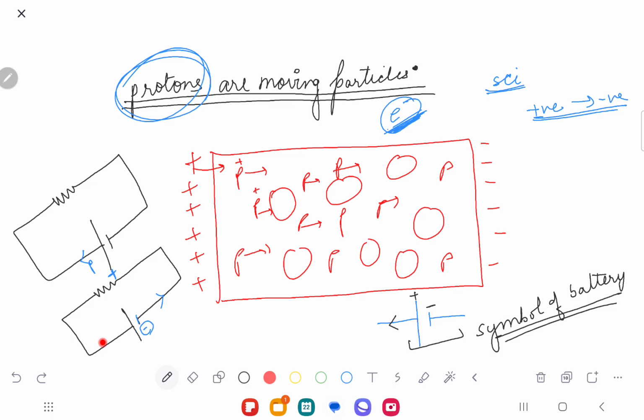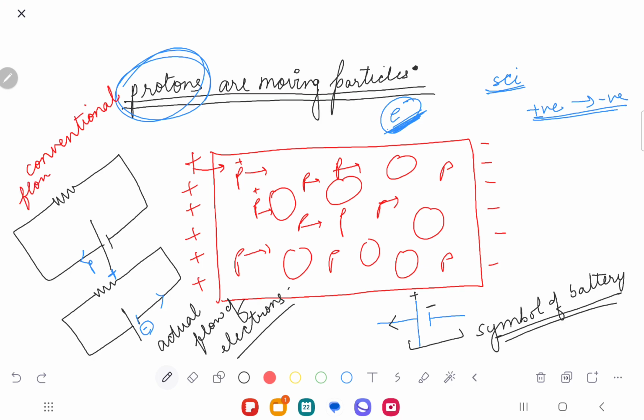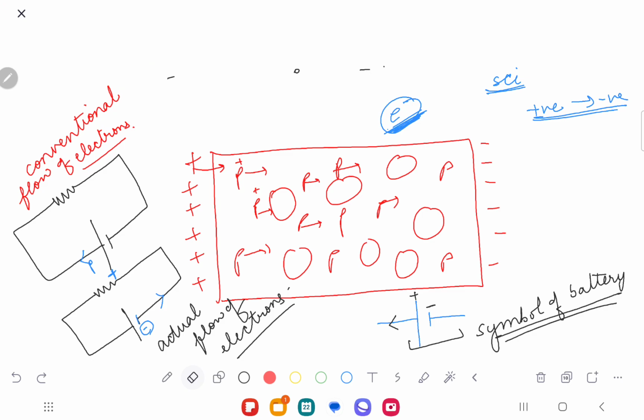So this is the concept. This is the actual current direction, the actual flow of electrons. And this is the conventional flow of electrons. Conventional means just on the basis of some assumption. Are you understanding my point? Yes. All right. This is the concept.